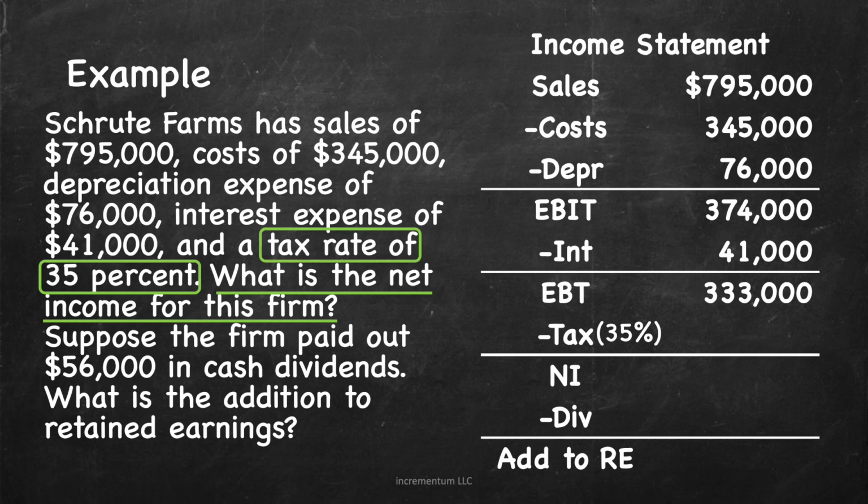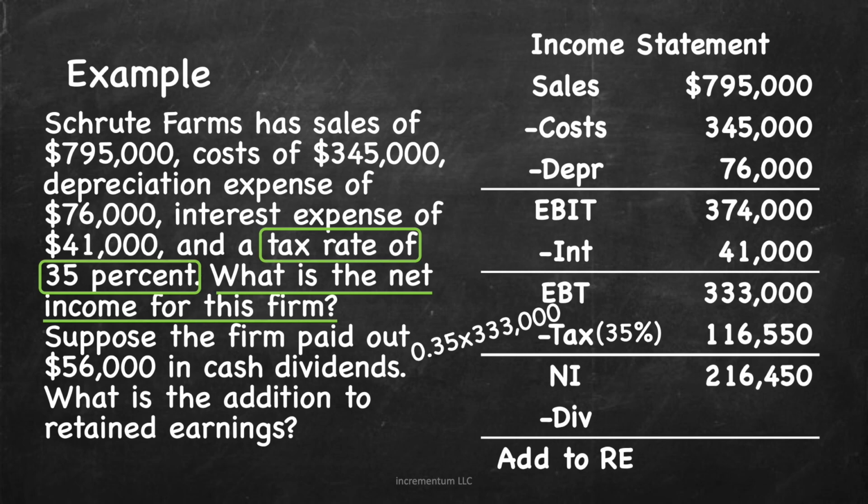So the tax rate we're going to apply then is 35%, and we apply it to our taxable income of $333,000. So that comes to 0.35 once we convert that percentage to a decimal, and then we multiply that by $333,000. That's going to give us $116,550. And we'll subtract that from the $333,000 of taxable income. That gives us net income of $216,450. So now we've answered the first question, what is the net income for this firm? It's $216,450. Now we'll move on to the next question, what is the addition to retained earnings?